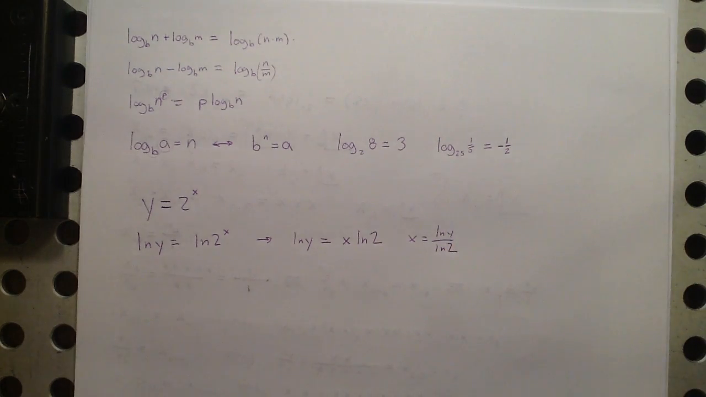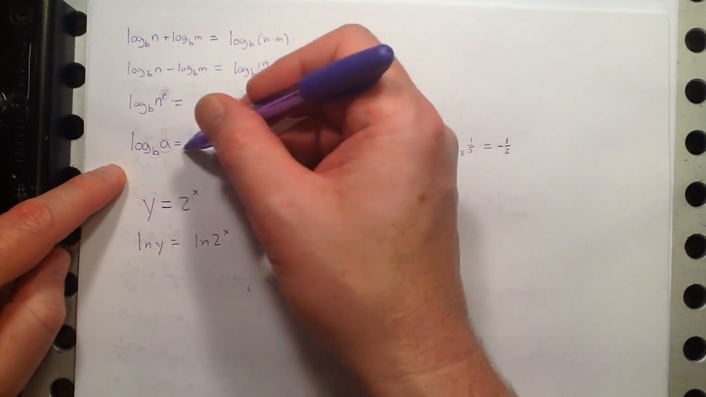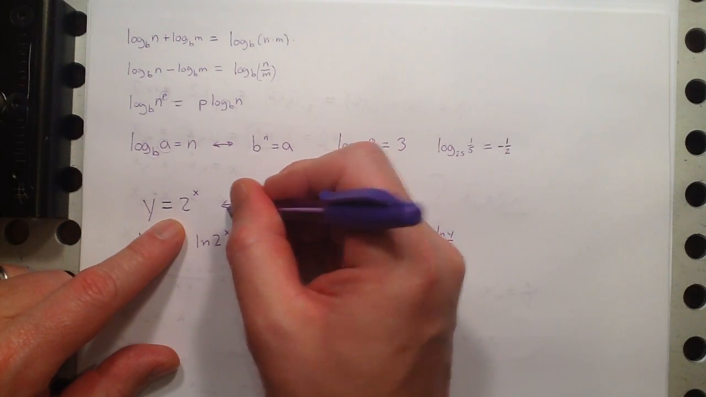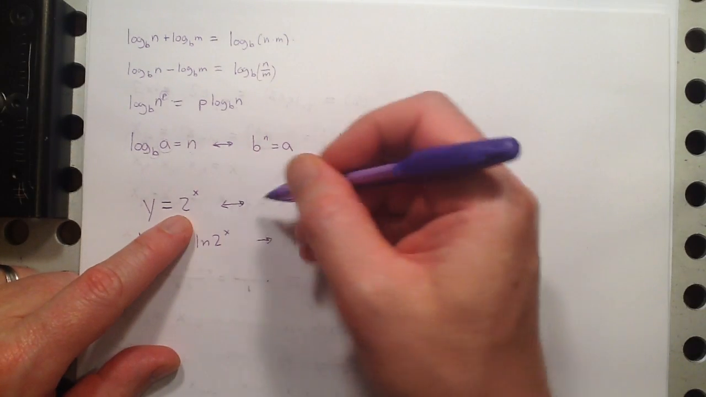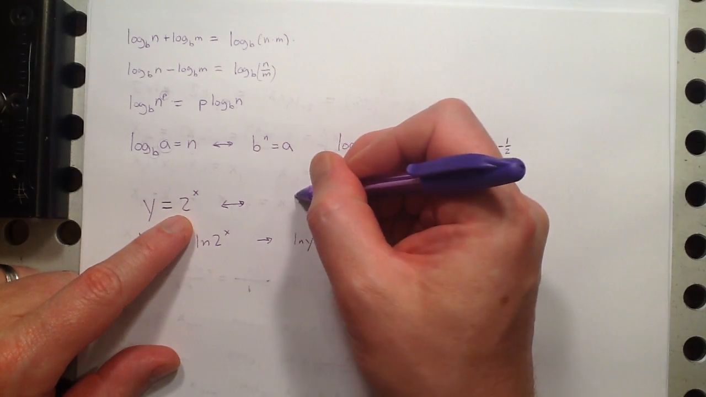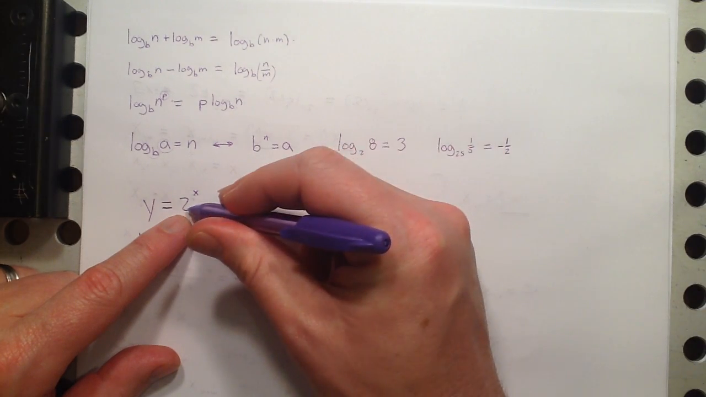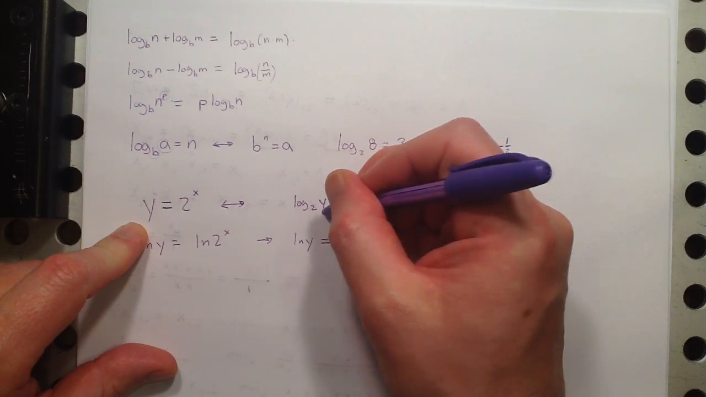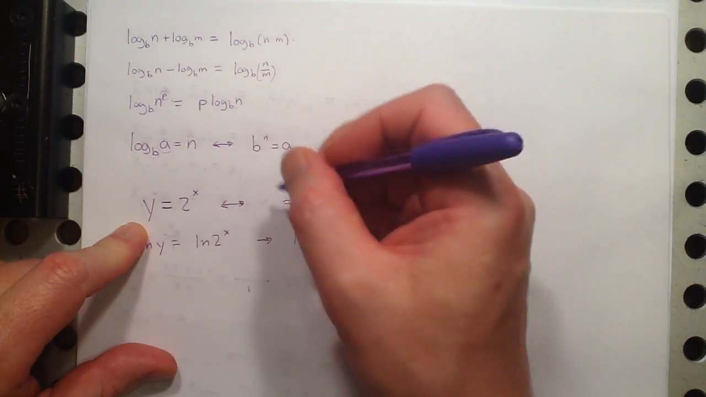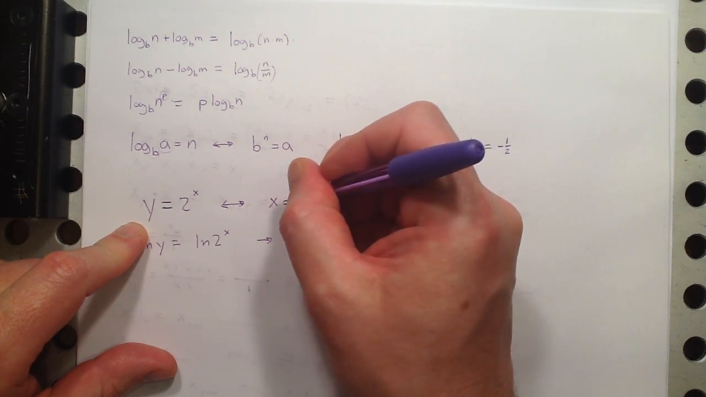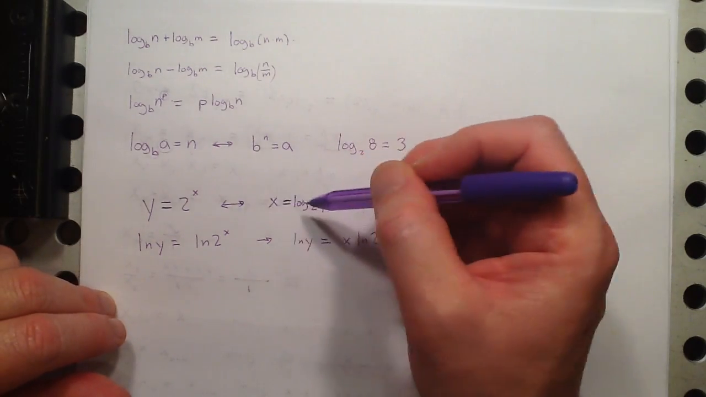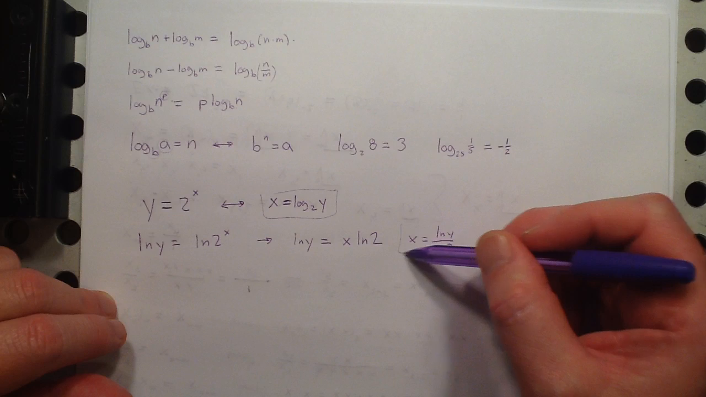Or, if you recognize this definition here, you could say, wait a minute, I can just take this and go straight to, okay, my base is 2, right? Log base 2, that's the thing that's getting raised to a power. It's equal to y, and this is the exponent. So x equals log base 2 of y. So this is interesting. I got two different versions of what x is equal to.